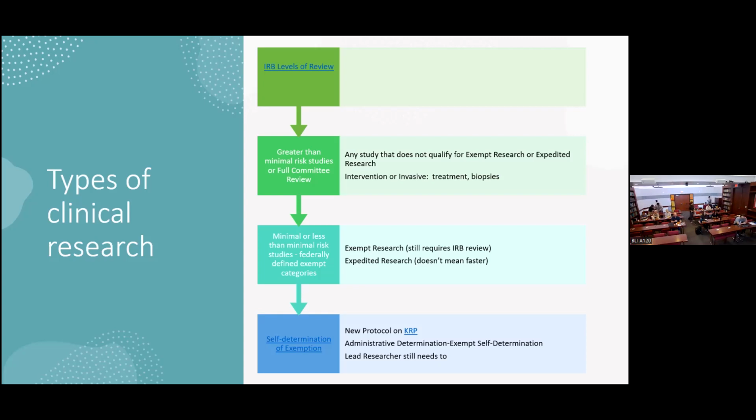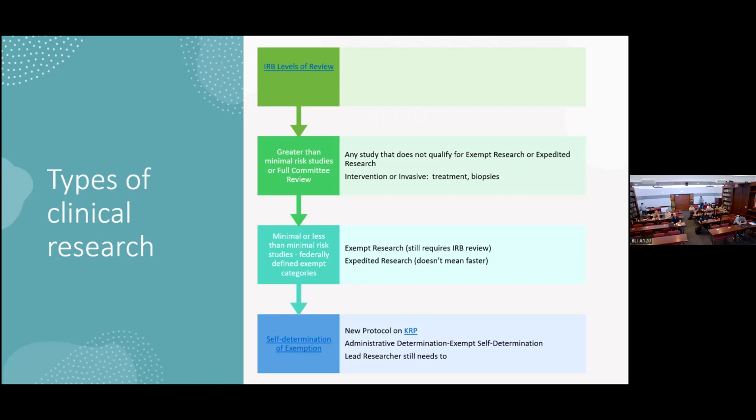The levels of review comprise 3 different areas. The first is greater than minimal risk, or what's considered full committee review. Full committee reviews are for studies that usually have interventions or are invasive. So when you're talking about treatment, related to BLI, our full committee review protocols are ones that have biopsies on them. So that gives you an idea.